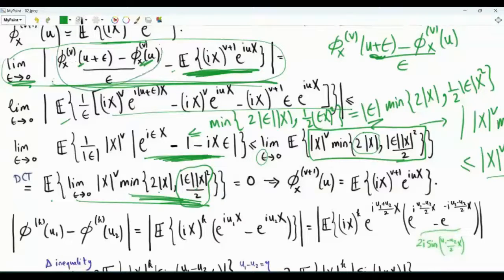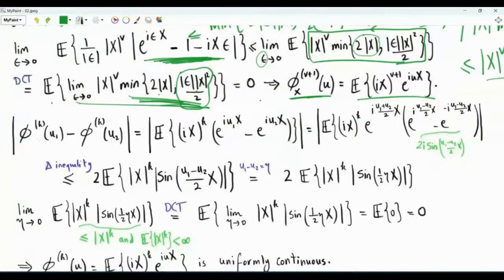And so the limit of this quantity as epsilon tends to 0, this is the derivative of order v plus 1, and it exists, and it is equal to this expectation here. We have shown that if the first moment is finite, then the first derivative exists. Now we have shown that if the derivative of order v exists, then the derivative of order v plus 1 exists. Combining these together, then we have our statement proved. If the random variable x has a finite kth moment, then the characteristic function can be differentiated k times.